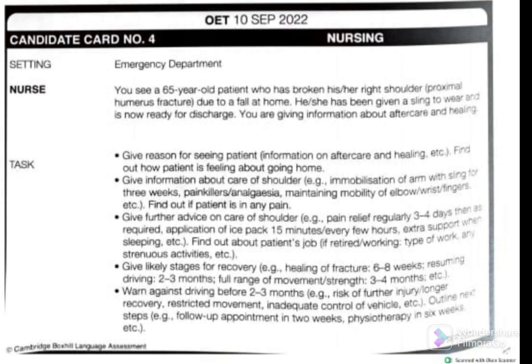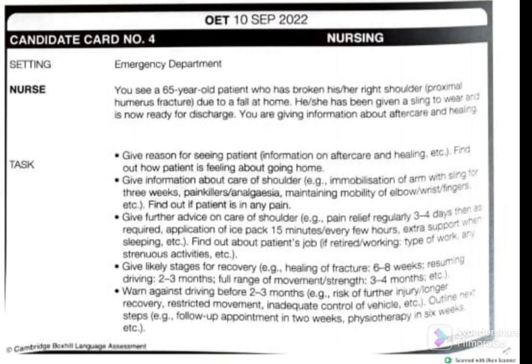Here, you should not tell the patient that you have to immobilize your arm with the sling. These phrases like you need to, you have to, you should avoid. How can we present it? Please immobilize your arm with the sling which I have provided to you for 3 weeks. And it's essential for you to take painkillers or analgesia as per your doctor's prescription. Also, it is essential for you to maintain mobility of your elbow, wrist and fingers to prevent further complications. Are you following me? Are you getting my point, or is it clear? Like that we can ask.